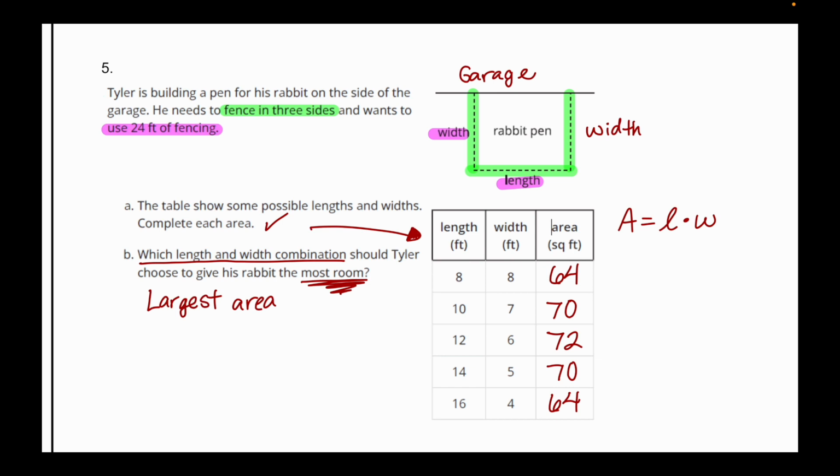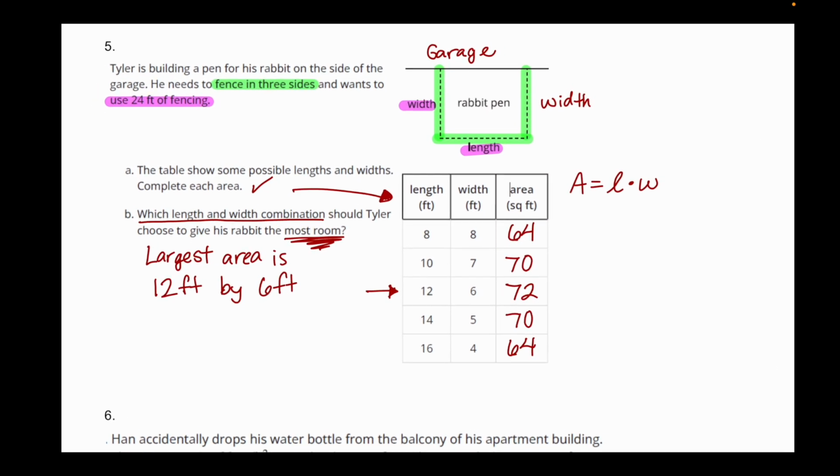And we could say that the largest area is 12 feet by 6 feet. That is this one right here. The area is going to be the largest at 72 square feet. So that is it for question number 5. That only leaves us with one more question.